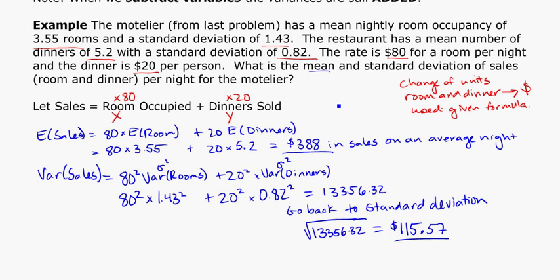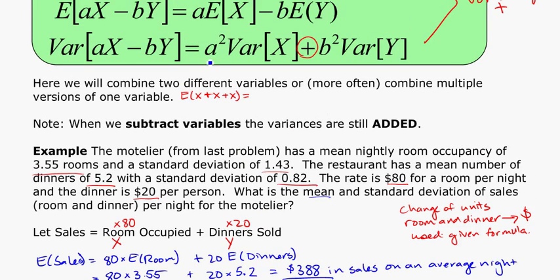And again, just to clarify here, because we're going to move on to a different type of problem, there was a change of units in this question. We were talking about rooms and the dinner, and we wanted to figure out the total number of sales, so we've done a conversion of the units. So in this case, we used the squared term with the variance, which is the important thing to notice here, A squared and B squared.